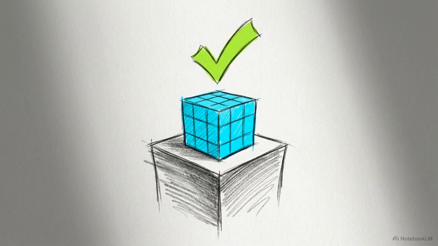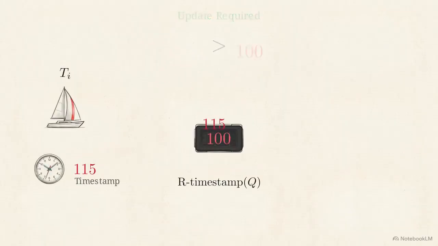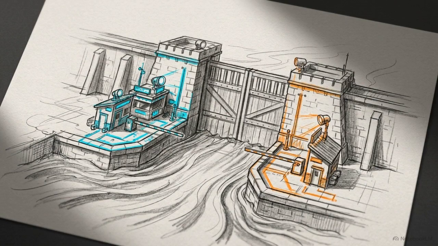If TI is newer than the W timestamp, the read succeeds. The R timestamp is then updated to whichever is larger, its current value or TI's timestamp. This ensures that no transaction can witness a state of the database that was created after that transaction was supposed to have finished. Write operations are more restrictive. They require a dual check against both the recorded read and write timestamps to ensure the timeline remains consistent.